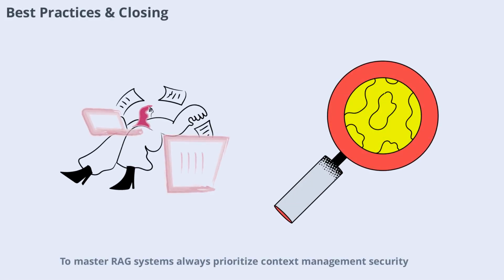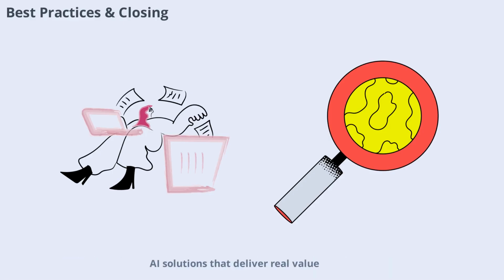Master RAG systems always prioritize context management, security, and evaluation. Leverage multi-stage retrieval, reranking, and hybrid search for accuracy. Use guardrails and access controls for safety, and automate evaluation with frameworks like RAG Triad and Ragas. With these best practices, you'll be equipped to build next-generation AI solutions that deliver real value.